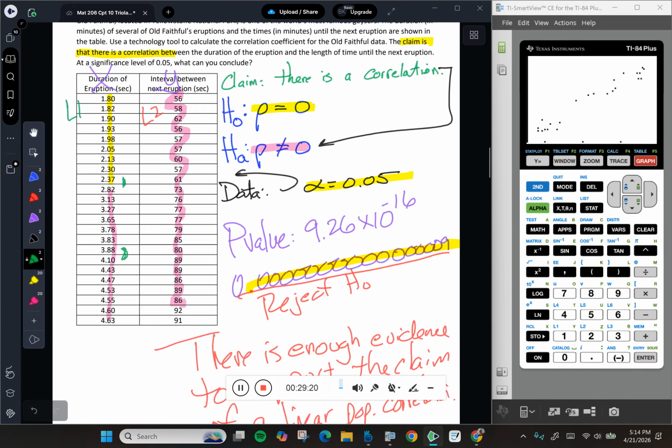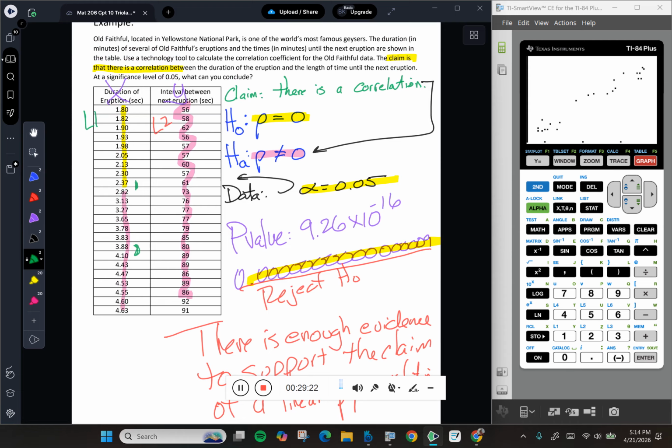Now, our job is not yet to find that line. Our job is just to determine whether we should find the line. Section 10.2 is actually about finding that line. Okay?